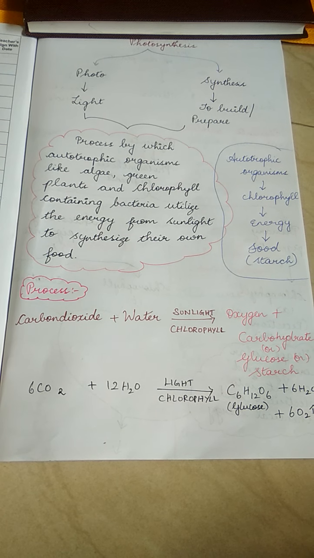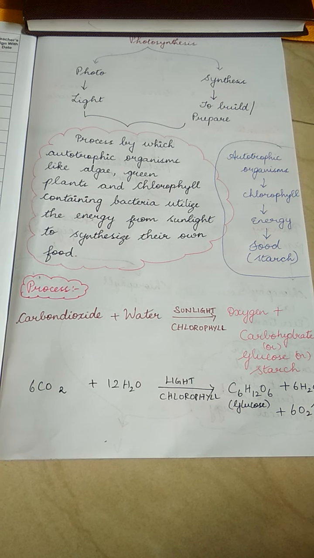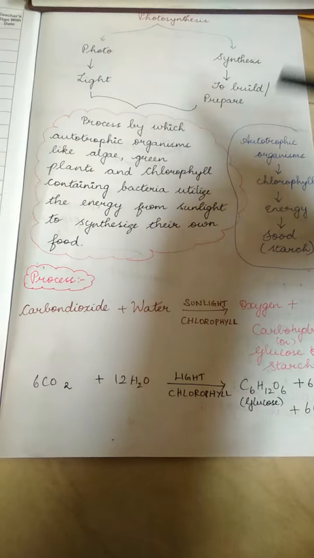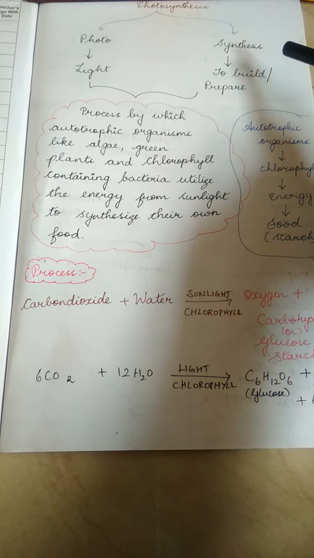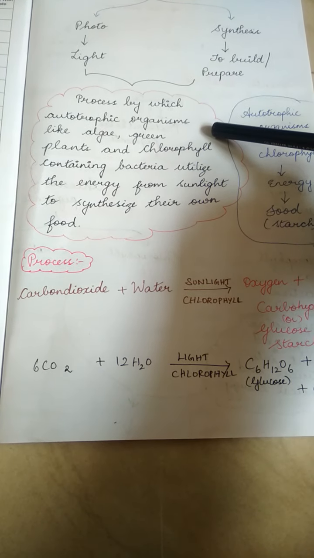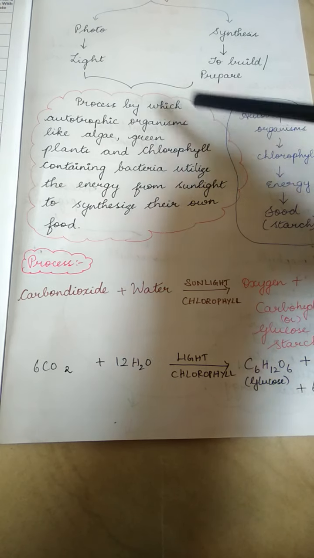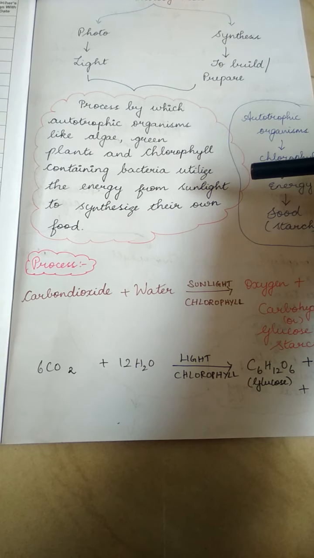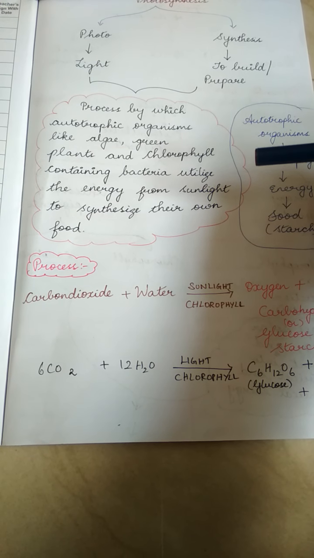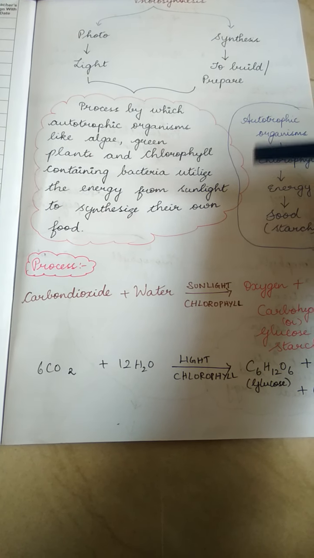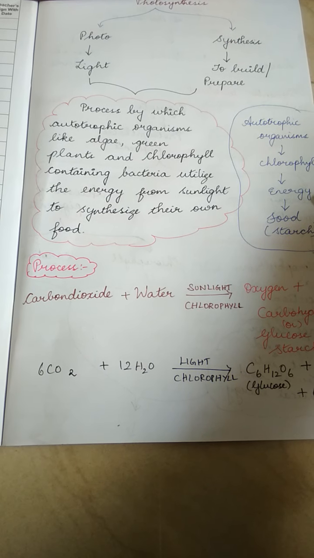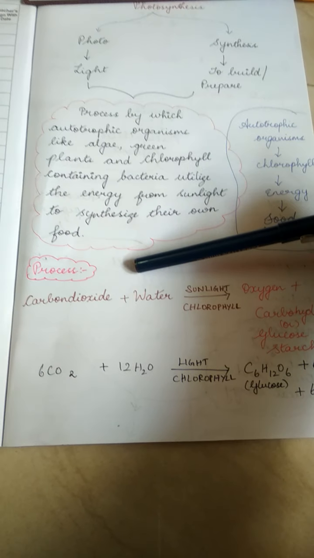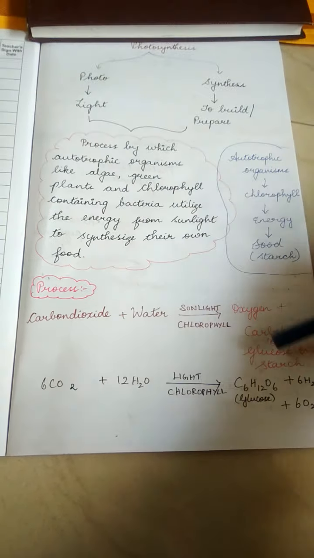So yesterday we saw about photosynthesis, that is photo, which means light, synthesis, to build or to prepare, and we saw the definition, that is the process by which autotrophic organisms like algae, green plants, and chlorophyll containing bacteria utilize the energy from sunlight to synthesize their own food. And we saw what autotrophic organisms are. Then we saw the processes that take place in photosynthesis and the end products.